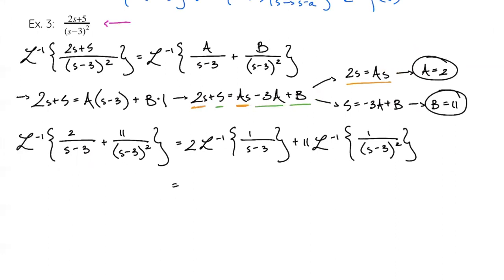All right, from the table, I think this first one should be, where is it? Line number 2, right? Line number 2 in our table. And we are going in the opposite direction this time, right? We're reading from the right column to the left column. And so our output will be 2e to the 3t.